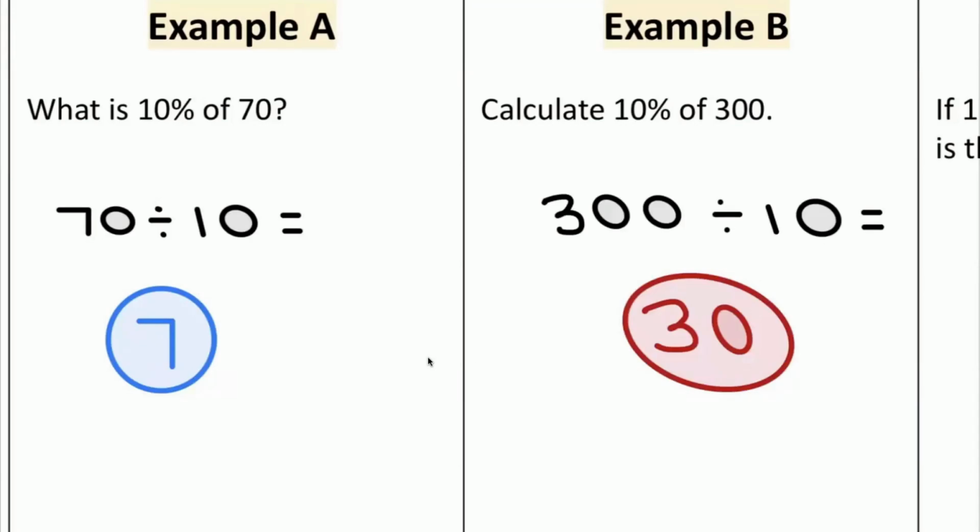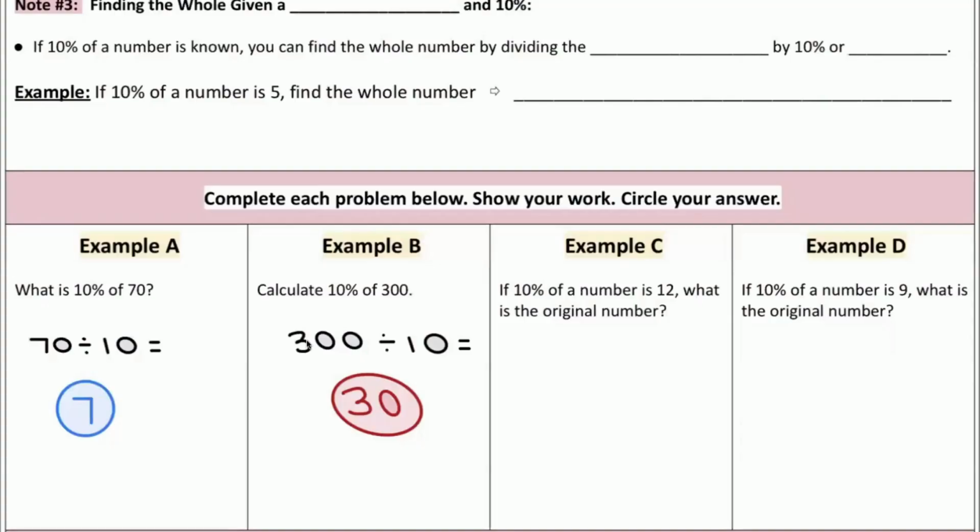All right, let's finish up our notes now that we got some practice. In examples A and B, we were given the whole. A key word to let you know it's the whole is that it usually comes after "of," or it's the total or original price. In example A, the whole was 70. In example B, the whole was 300. But now we're going to talk about how to find a number when you don't know what the whole is.